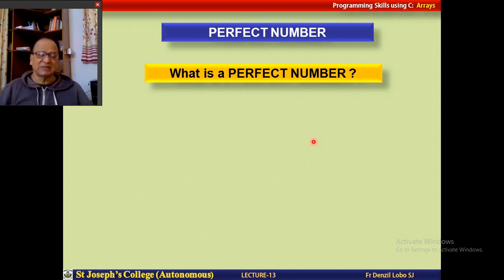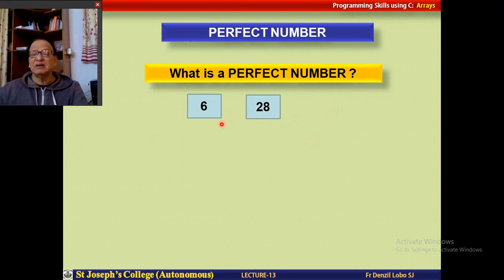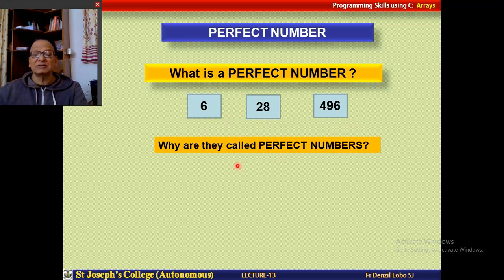With that, we come to the second problem, called the perfect number. We have to find out whether a given number is a perfect number, or list all the perfect numbers in a range starting from 1 to maybe 500, 1000, or 2000, etc. The first question therefore is, what is a perfect number? I have 6 here, 28 here and 496 here. We have to ask whether these are perfect numbers, and why they are called perfect numbers.